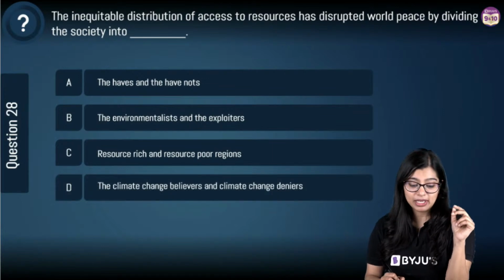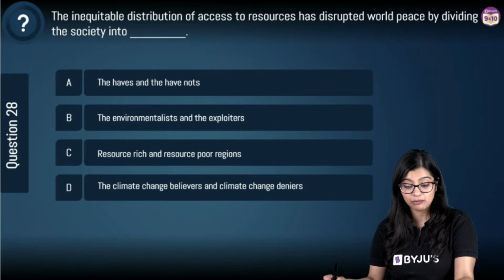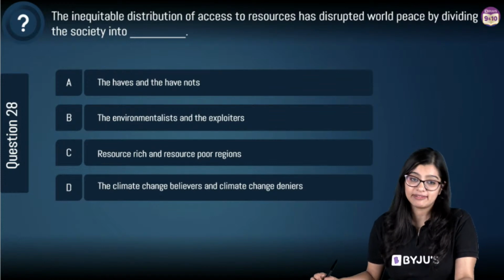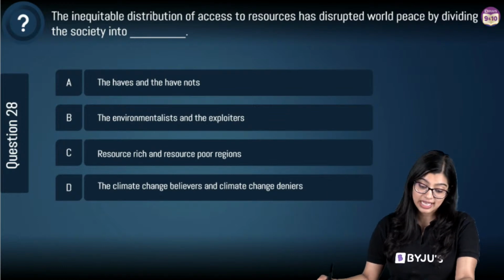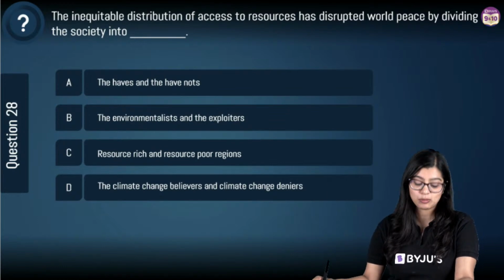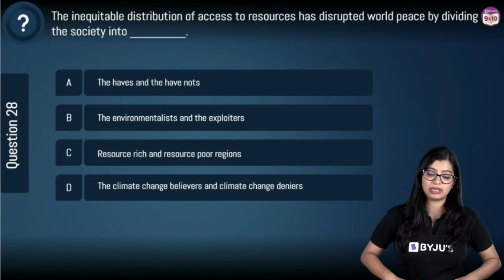The inequitable distribution of access to resources has disrupted world peace by dividing the society into dash. The haves and the have-nots, the environmentalists and the exploiters, resource-rich and poor regions, and climate change believers and climate change deniers.